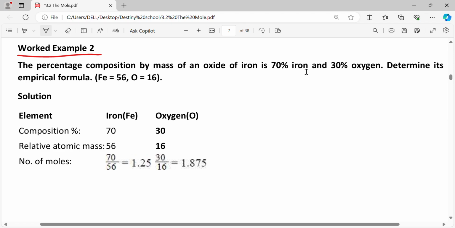So here's our first example. The percentage composition by mass of an oxide of iron is 70% iron, and 30% oxygen. Determine its empirical formula. Then in bracket, you've been given the molar masses. Fe is the symbol for iron. So iron has a molar mass of 56 and oxygen has a molar mass of 16. So how do you normally do it in exam? So in exam, we normally do it in form of a table.